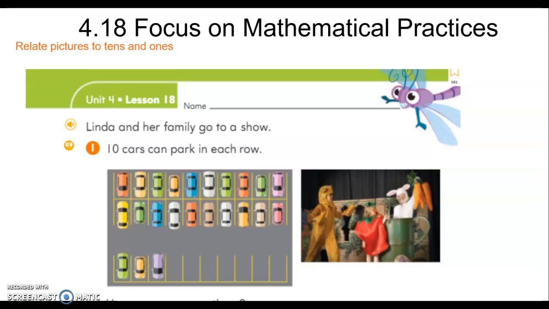Hi, first graders. Today we are working on the last lesson in Unit 4. This is the 18th lesson. So next week we'll do a review day and our Unit 4 test.